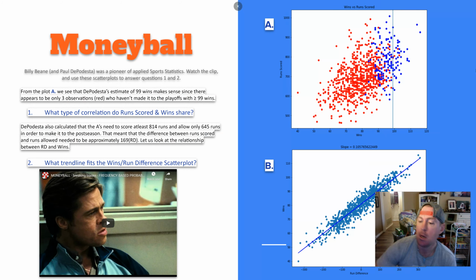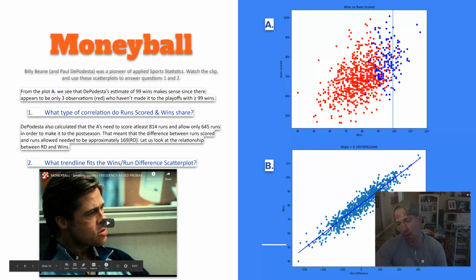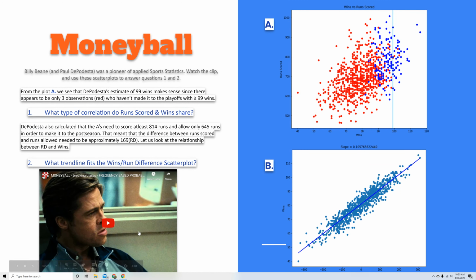So for questions 1 and 2, we have Moneyball, okay? If you watch this clip, for starters, Moneyball is about this guy named Billy Bean. He used sports statistics to create a really good team in 2012 or 2013 on a really low budget, okay? So they didn't have a lot of money in baseball, but they still made a really good team using statistics, okay? And the movie and the book is about that, but we're going to watch this clip because that clip goes over some of the estimates that they used.